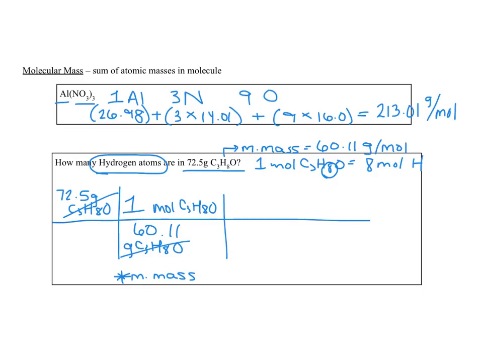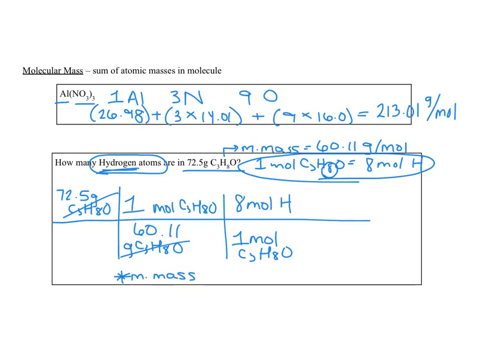And then, since I'm looking for just hydrogen, I'm not looking for C3H8O, I need to convert the molecule into just hydrogen atoms. That's where I'm going to use this conversion factor right here. So for every 1 mole of C3H8O, I have 8 moles of hydrogen. So then those 2 units cancel out. And then I want hydrogen atoms, so 1 mole of hydrogen.